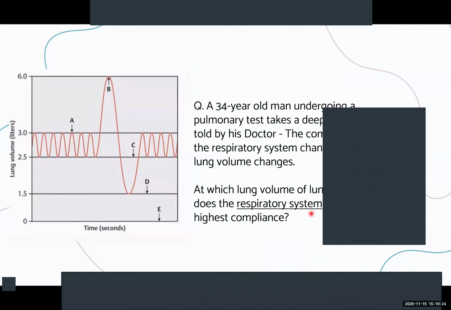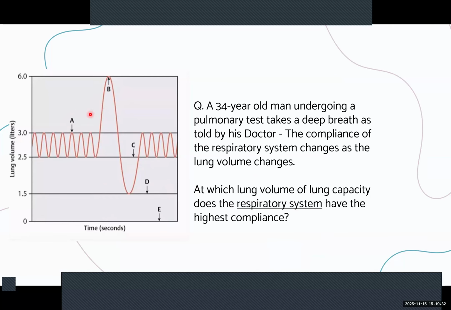C and A. Okay, so this question is a confusing question, and the answer is A, not C, and I'll explain to you guys why. If you look closely at this graph, A is the point in which his normal breathing, tidal volume, quiet breathing. B is the phase when he's doing inspiratory capacity. So he's inhaling up till the maximum which he can, and at this point, it's going down.